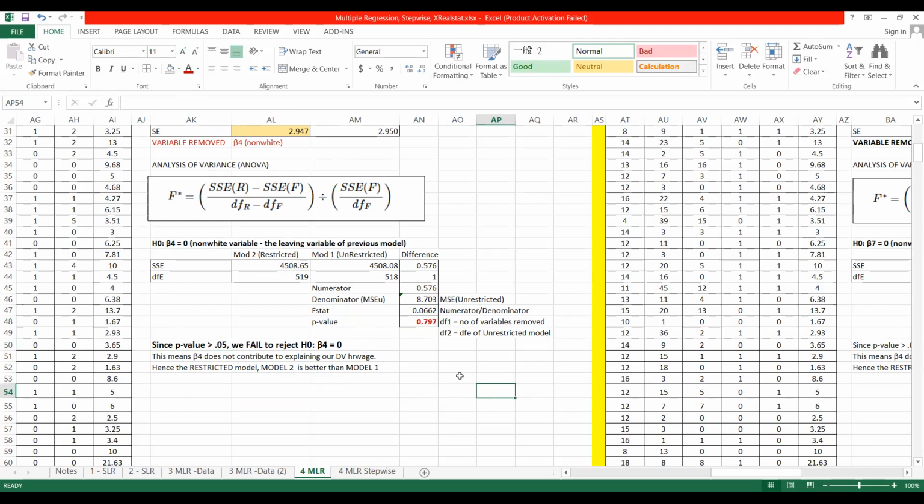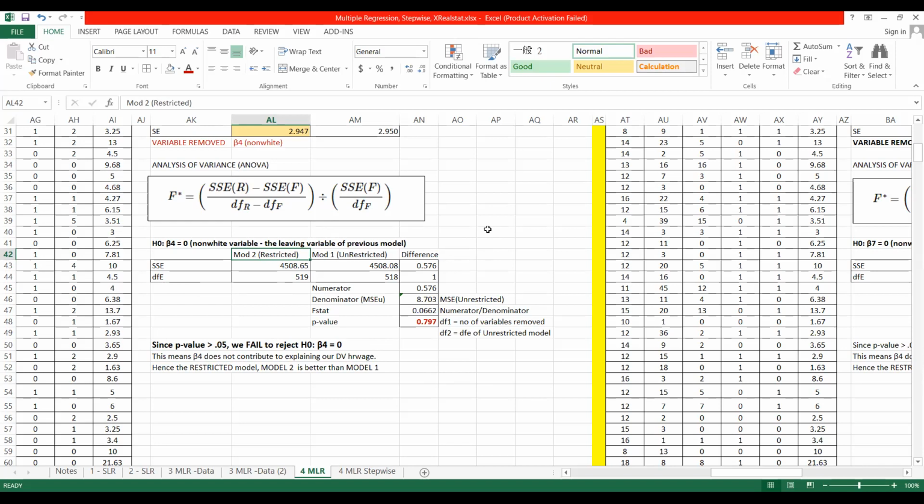Okay? So in other words, guys, B4 or si non-white does not contribute to explaining our dependent variable, our wage. Which means that model number 2 is better than model number 1. Si restricted model natin, mas maganda kaysa model number 1, which is unrestricted.